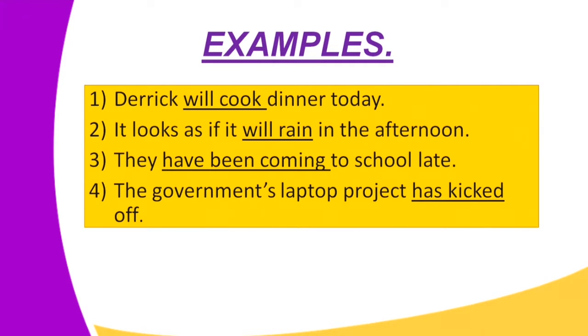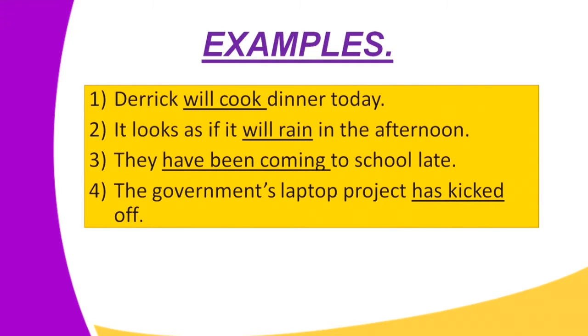Sentence 1: Derek will cook dinner today. The main verb in that sentence is cook. But alongside cook, we have another verb which is will, and we are saying that an auxiliary verb is a helping verb. So the verb will in sentence 1 is the auxiliary verb. It is helping the verb cook. We'll look at the functions of auxiliary verbs as we move on, but as for now, let us look at the main verb and the auxiliary verb.